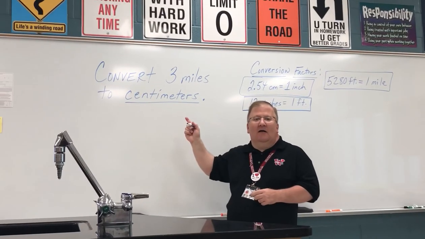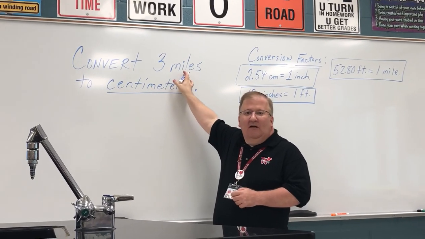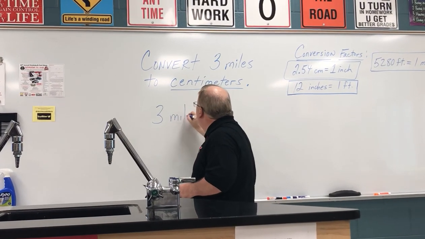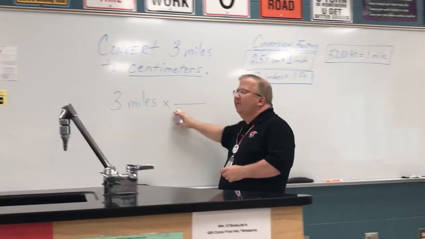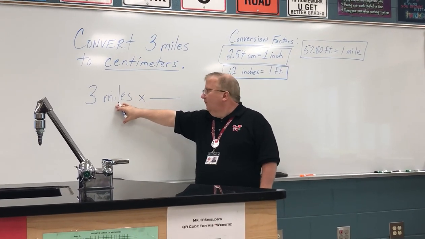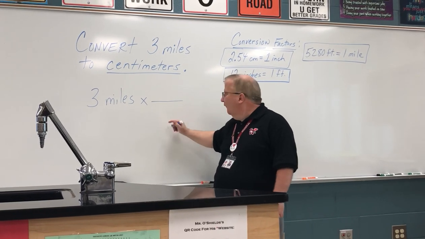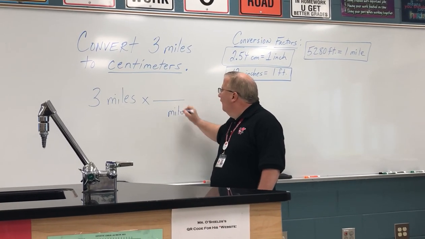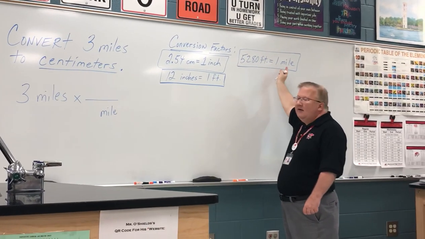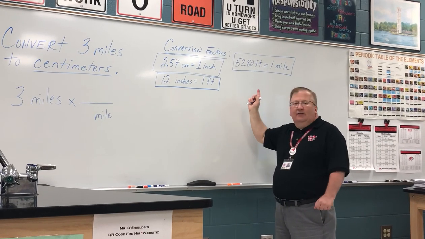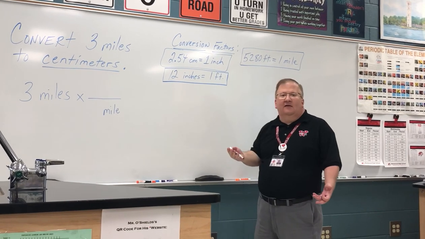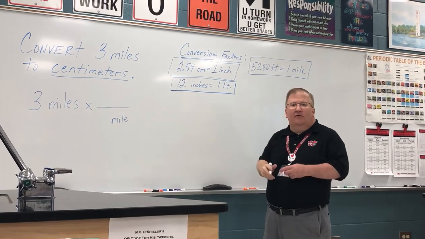We always start by writing down the value and the unit being given. So I'm going to write 3 miles, and then you always multiply by a conversion factor where the unit that you begin with in the problem is always on the bottom. So I'm going to put miles on the bottom. Well, I know that there are 5,280 feet in a mile. If I can get to feet, then I can probably take it to something smaller and then eventually get to centimeters. You just have to decide which conversion factors you want to use.